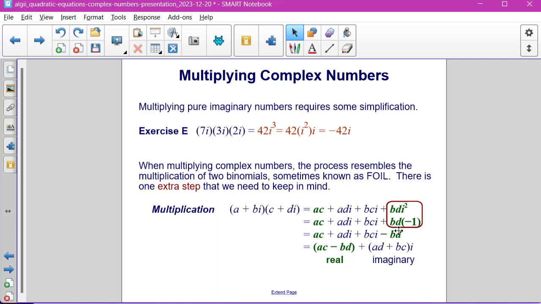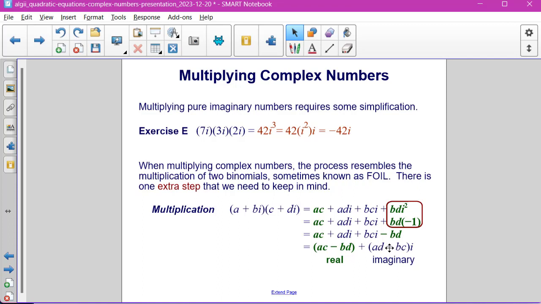And i squared is negative 1, so then you would have negative bd, or minus bd. And then we can see that we have two real components, ac and then minus bd. So you bring them together to get your real part, and then you would have adi plus bci.